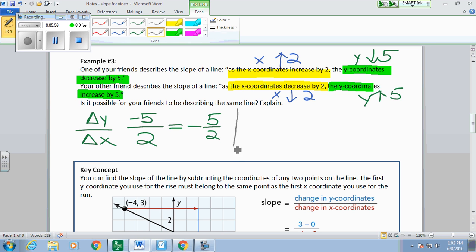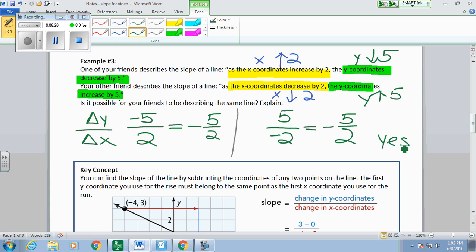Then we have our second friend who had 5 positive divided by negative 2, which is also, again, the same thing as negative 5 halves. So is your friend describing the same line? Yes. And I think the math is explanation enough.